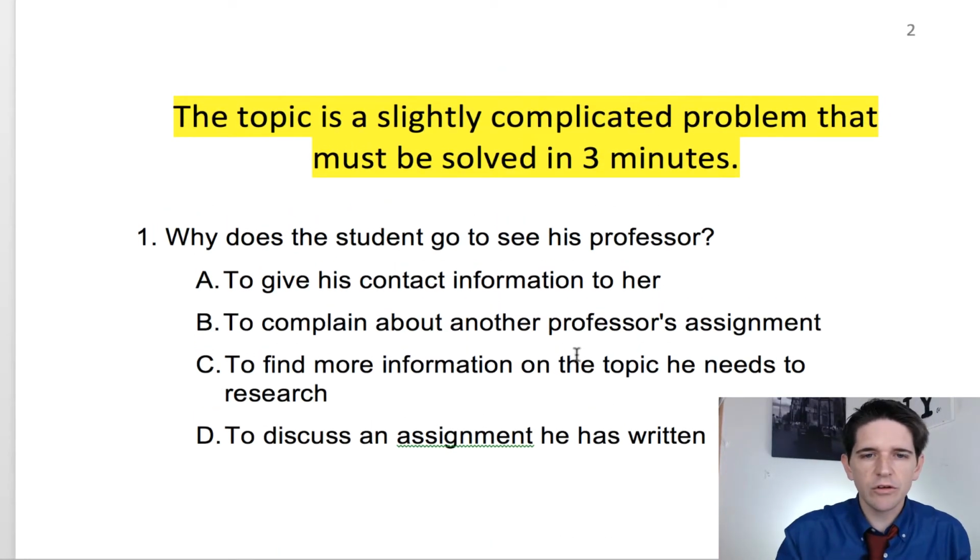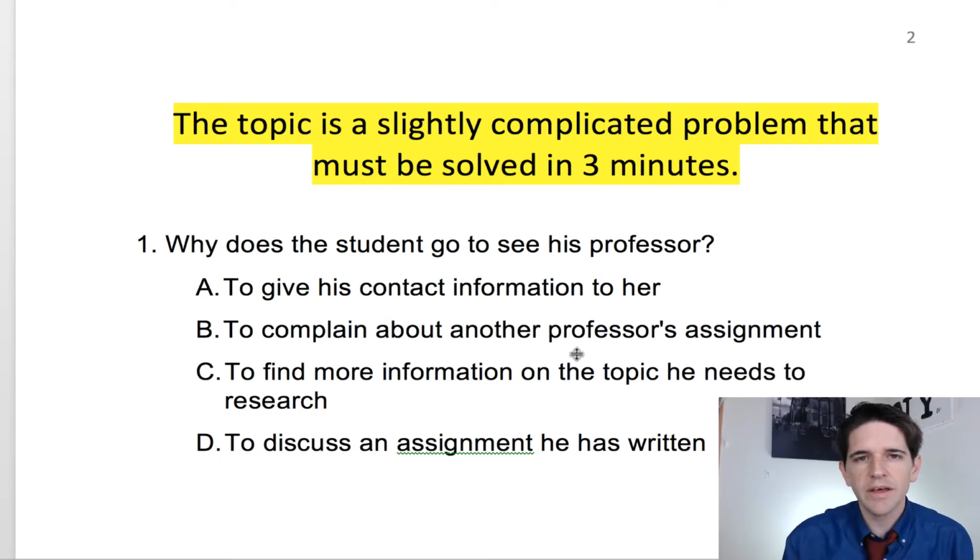Now, the first thing you might notice is that I wrote in the big yellow highlighted thing, so I should talk about that first: this topic is a slightly complicated problem that must be solved in 3 minutes. Now, why is this important? When you listen to a conversation, it's between a student and usually a professor, but could be another campus worker. And the student has a problem, and they try to find solutions to the problem. And they're going to talk about this problem for 3 minutes and possible solutions to this problem.